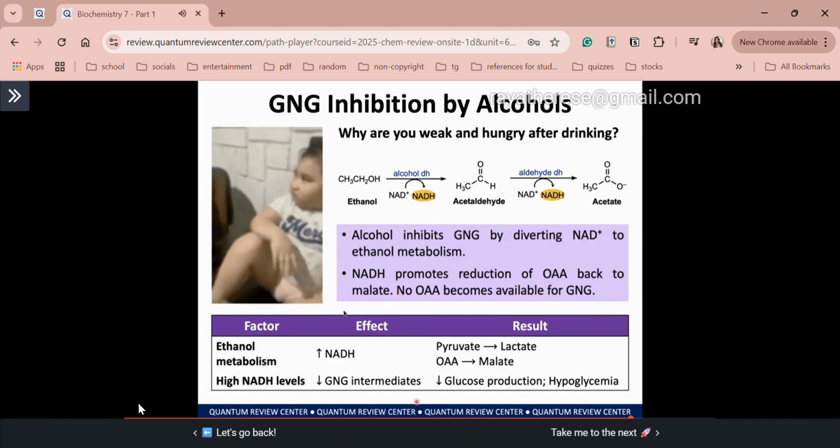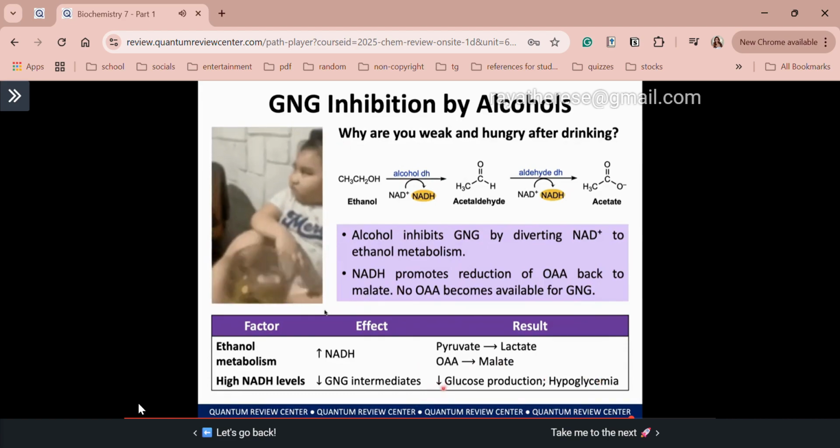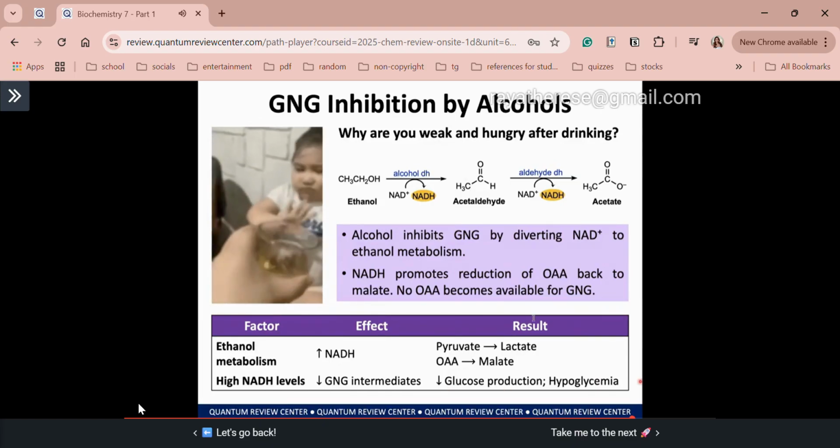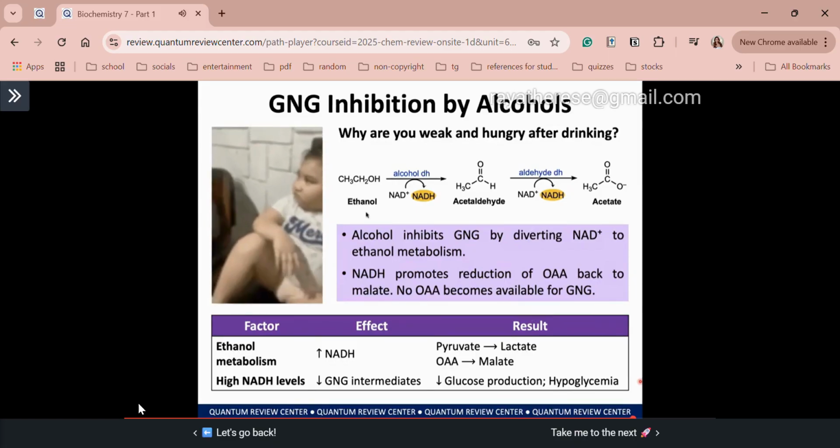So what is the effect? The overall result is hypoglycemia, meaning lower blood glucose production in our body. Okay, so class, I hope that's clear, diba? That's why some of the elderly advise us to eat first before drinking alcohol, so that our brain does not trick us that we are full, when in reality we just have a high amount of NADH in the body.